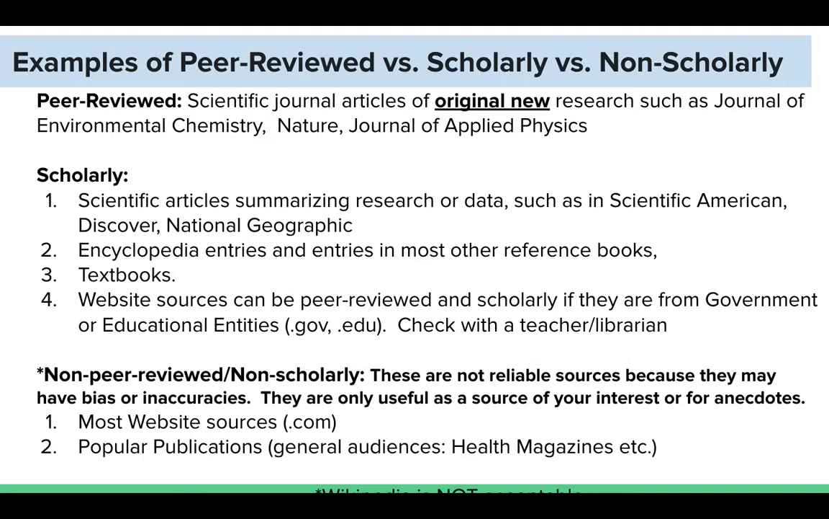Scholarly is a little bit different. It's more of a summary. Scientific articles summarizing research or data are an example of a scholarly source, and that would be things like you might find in Scientific American or Discover or National Geographic. Encyclopedia entries and entries in most other reference books are also scholarly.